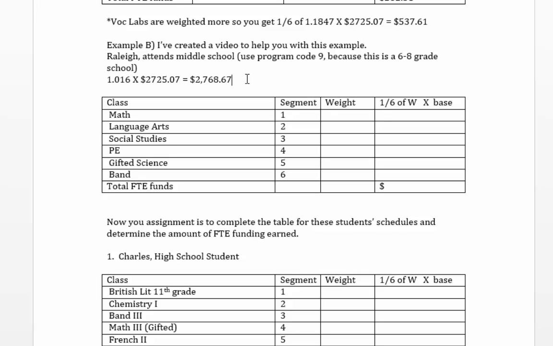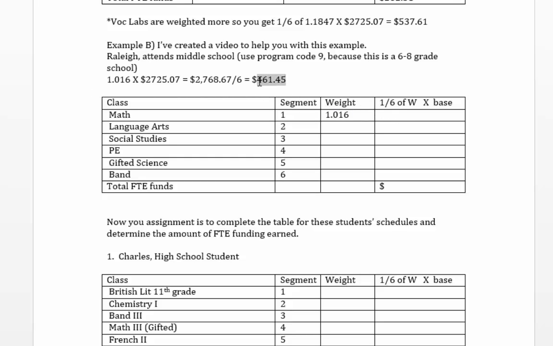But now that's how much they get per day. I've got to find out, all right, what is it per segment? There's 6 segments in an FTE count, so now I'm going to divide this figure here by 6 and come up with how much weight this class right here is going to get. Okay, so I've divided that number by 6, and I came up with $461.45. That was the weight times the 2725, and I came up with a little bit higher number, and I divided by 6, and that becomes the new number that I'm going to put here.